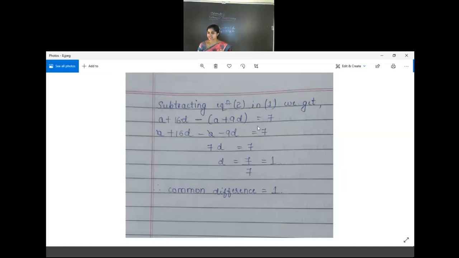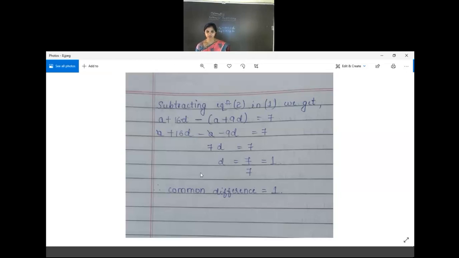So a plus 16d, then remove the bracket: minus a, then minus into plus, minus 9d, which is equal to 7. Then plus a minus a get cancelled. Plus 16d minus 9d is 7d. 7d is equal to 7, then d is equal to 7 by 7, which is 1. Here the common difference is 1. They have asked only to find d here. So just by applying this method, we got d.